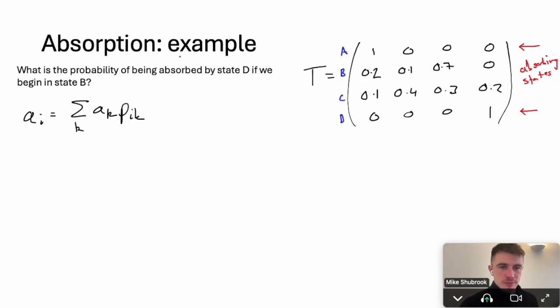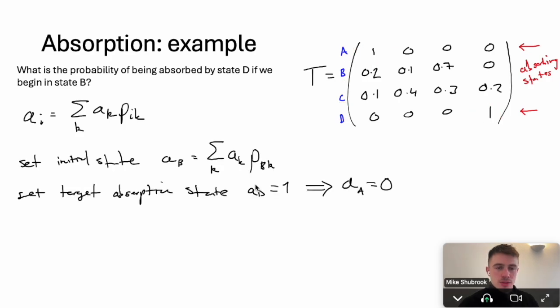So let's have a look at this example. We want to know what is the probability of being absorbed by state D if we begin in state B. Now I've labeled the states here, A, B, C, and D. The absorbing states, let's find any terms which are 1 along the diagonal, so that's states A and D. Now we set this state that we begin in, which in this case is B, and then we set our target absorption state by specifically setting A_D equal to 1 and A_A equal to 0.